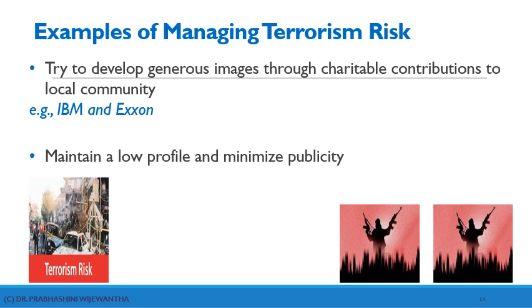How are they doing that? By engaging in a lot of charity activities or giving donations to the local community or making charitable contributions, so that the people in the local community will develop a positive image towards the company and they would develop a strong rapport with the company, and as a result, they would focus on the company and protect the company against this kind of terrorist activities. IBM and Exxon are two companies who have focused on developing this generous image.